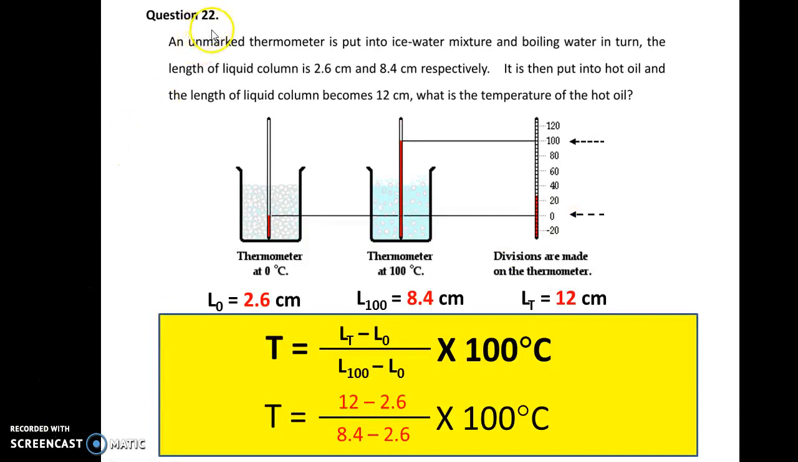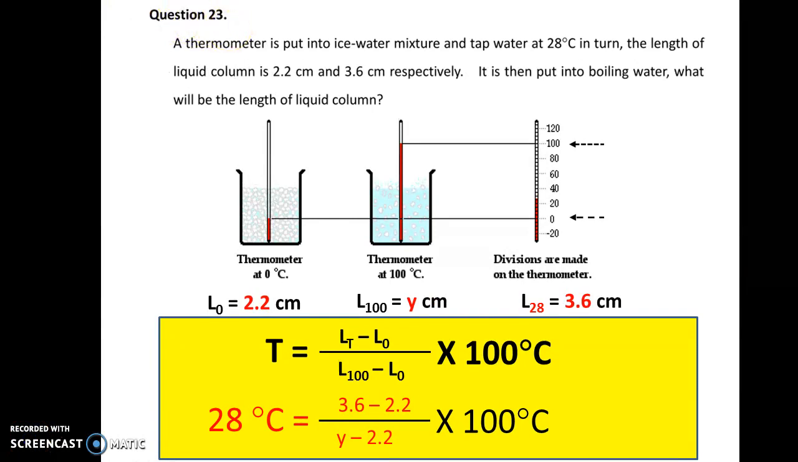Question 22. A thermometer is put into ice-water mixture and boiling water in turn. The length of the liquid column is 2.6 cm and 8.4 cm respectively. Then it is put into hot oil. At that time, the length of the liquid column is 12 cm. You may apply equation 2 to find the unknown temperature T of the hot oil. And it would be something like 160 degrees Celsius or so.